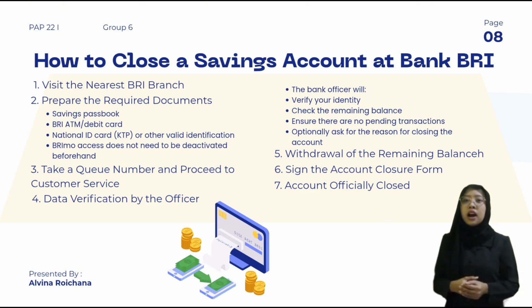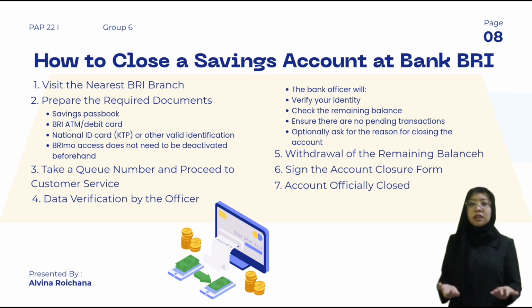These items are required so that the bank can verify the customer's identity and match it with the account information on record. Upon arrival at the branch, the customer should take a queue number and wait to be served by the customer service department. This is an important detail because account closures are not carried out by the teller, but rather by customer service officers, who are specifically responsible for handling account administration. Once called, the customer will meet with the officer and submit all required documents for review.